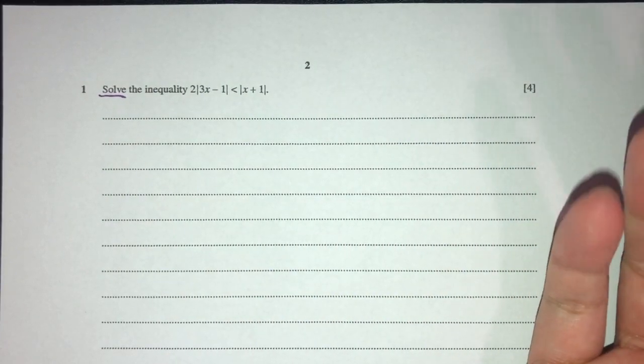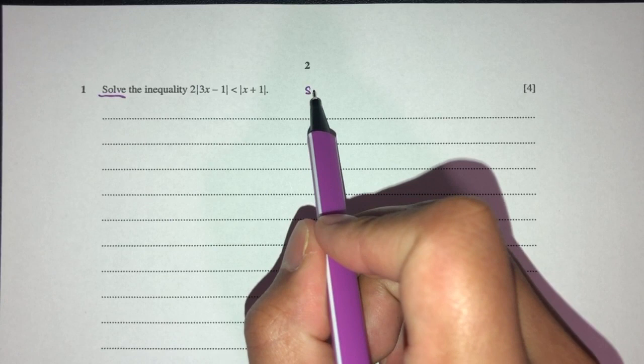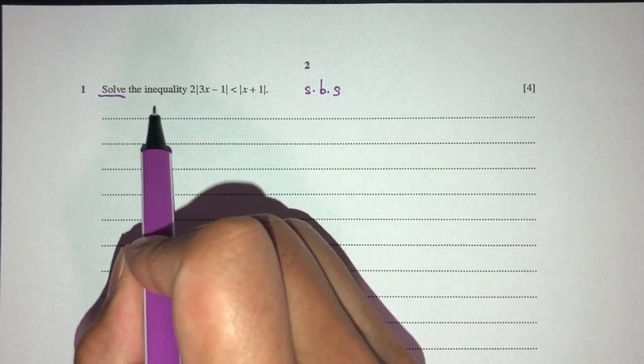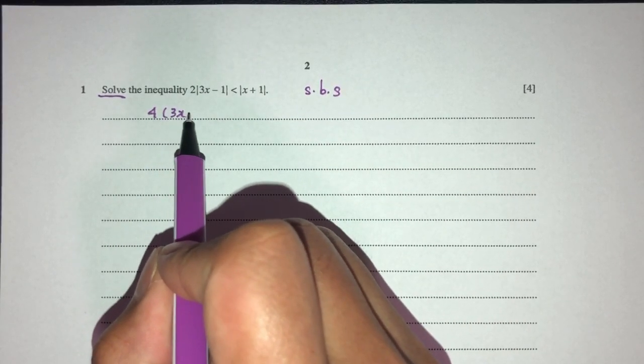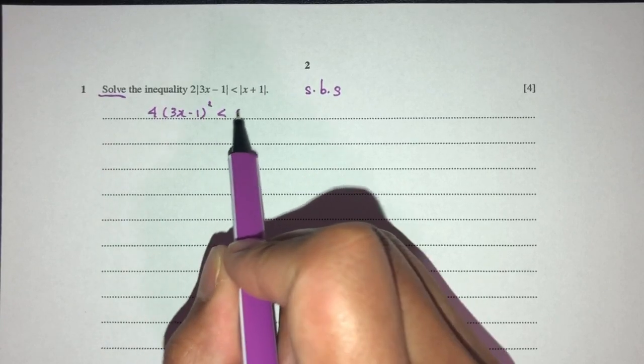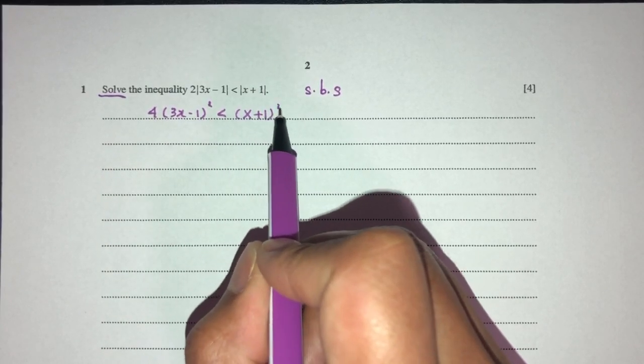Now, first thing first, we realize we have modulus on both sides. We have x on both sides. We have to square both sides. So you will have 4, 3x minus 1 squared less than x plus 1 squared.